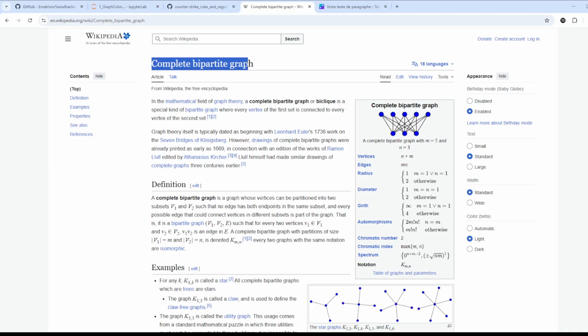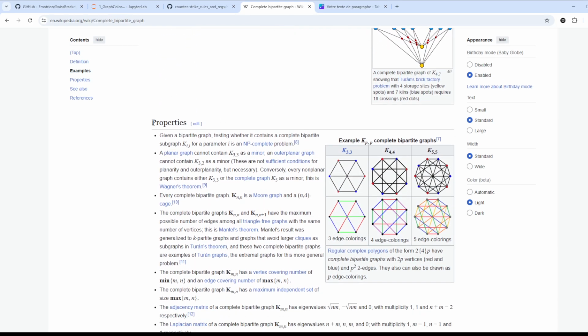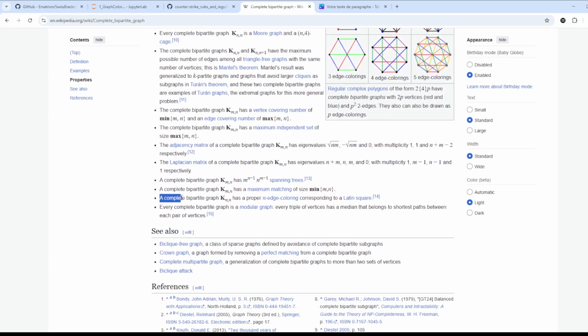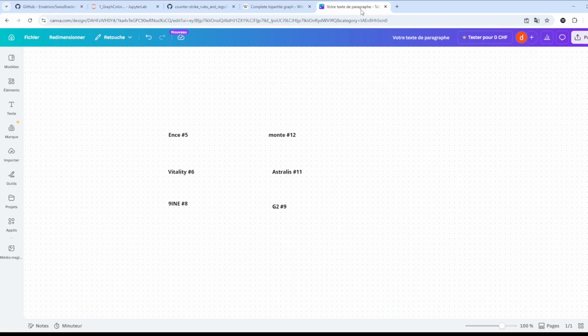A complete bipartite graph is a specific type of graph, or a family of graphs, and they have many properties that are studied and very useful, especially for tournament matching. And one of these properties, this one: a complete bipartite graph K(n,n) has a proper n-edge coloring. This property caught my attention, or more exactly, the example caught my attention due to this property. So I'm going to show you what it means.